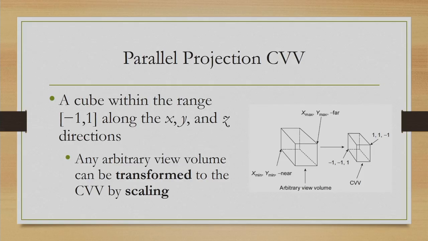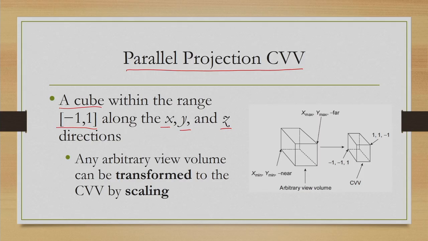However, the way to arrive at the standardized or canonical view volume for both the projections, for the two types of projections, are different. So, let us start with the parallel projection. So, for parallel projection, the canonical view volume that we define is a cube within a specified range, which is -1 to 1 along all the three axes x, y and z.